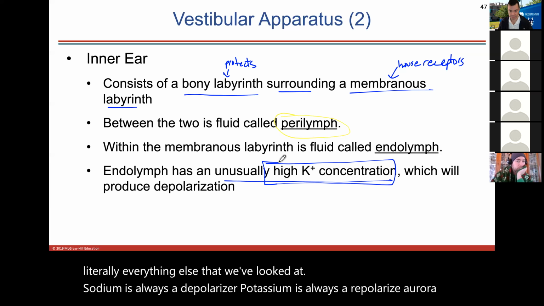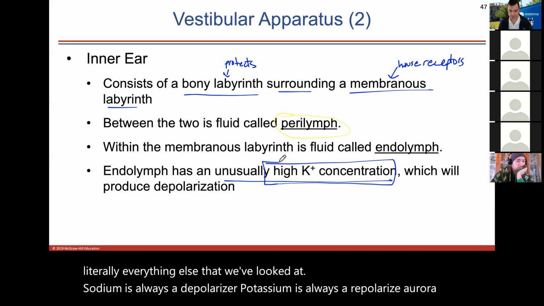Endolymph has a very high concentration of potassium, and it's actually the depolarizer here. Okay, this is our exception to the rule. And we'll see that especially when we start looking at sound. It'll be much more evident there.